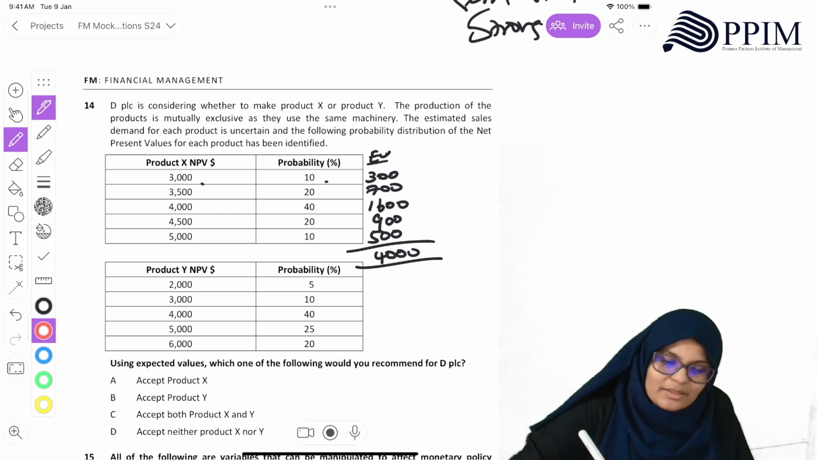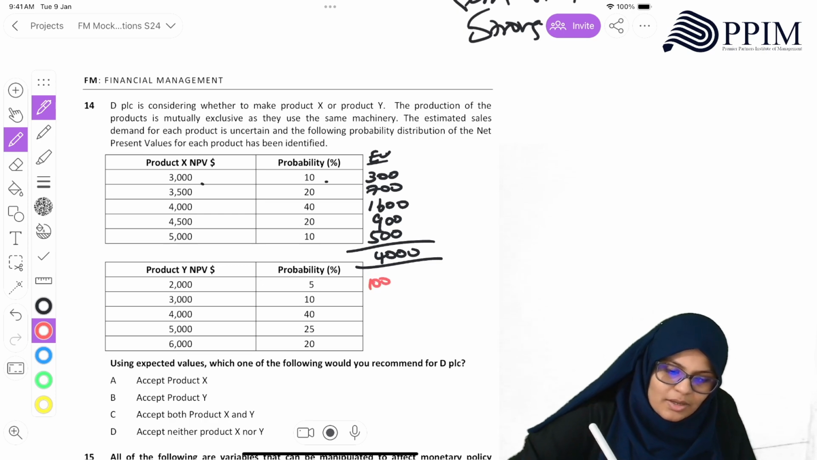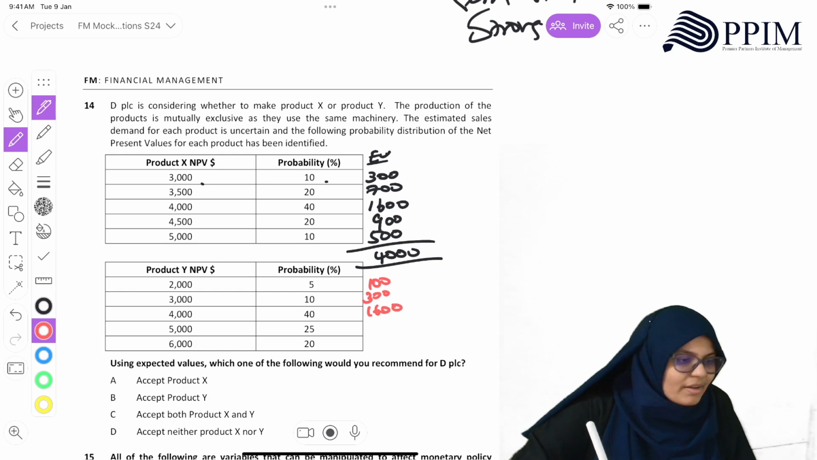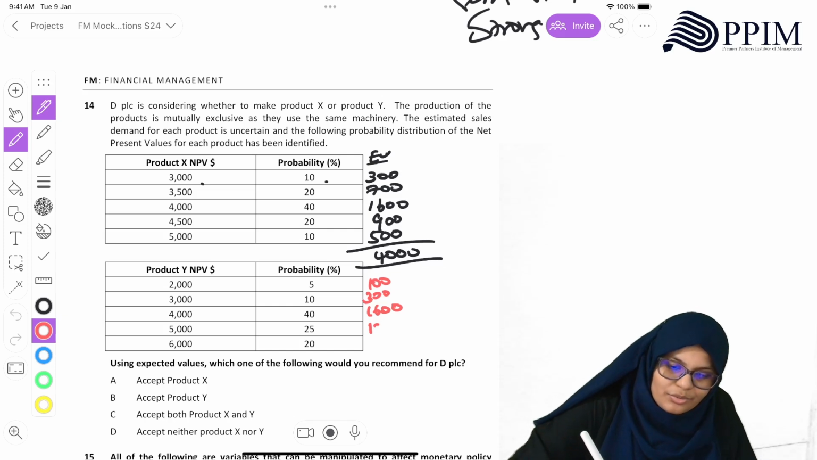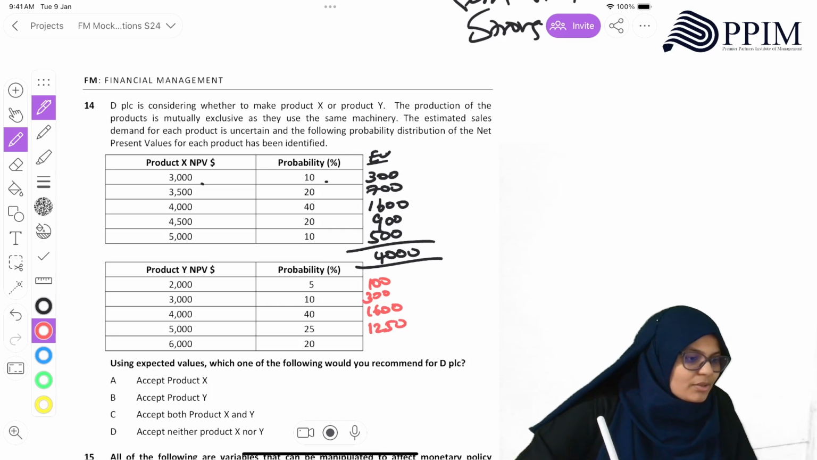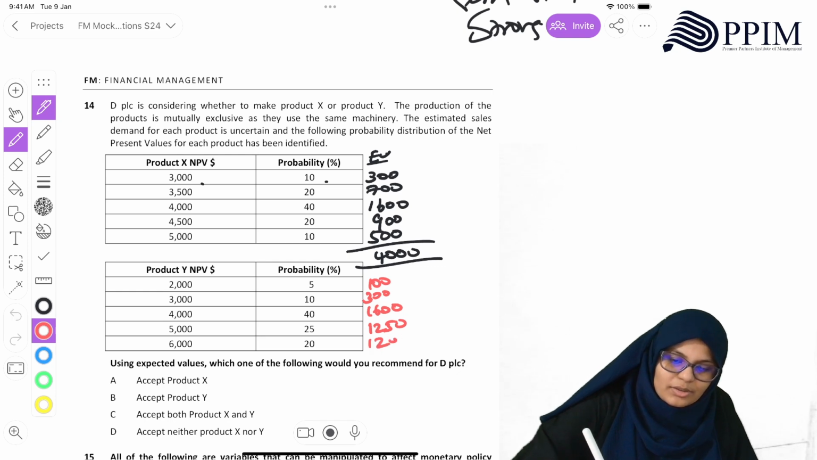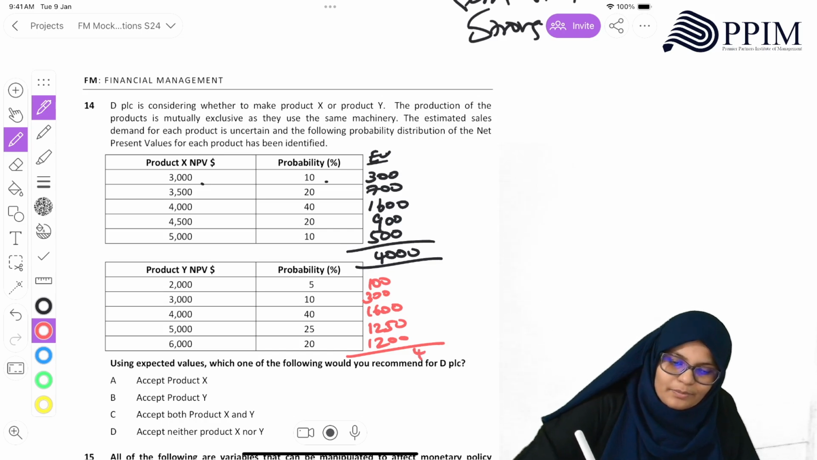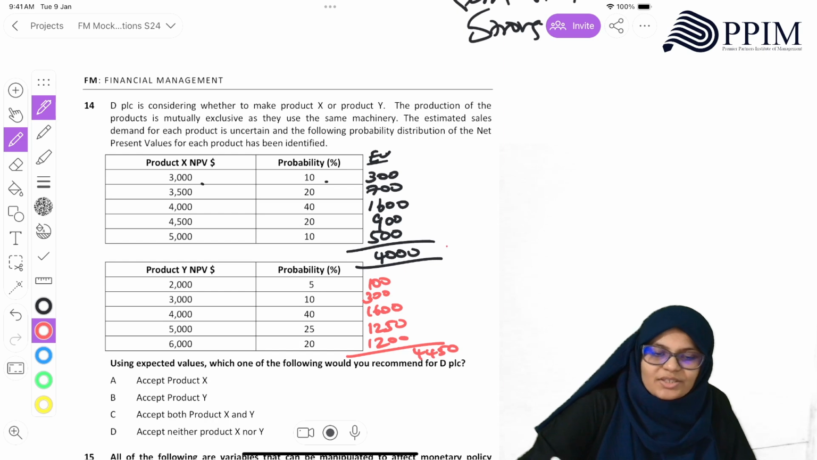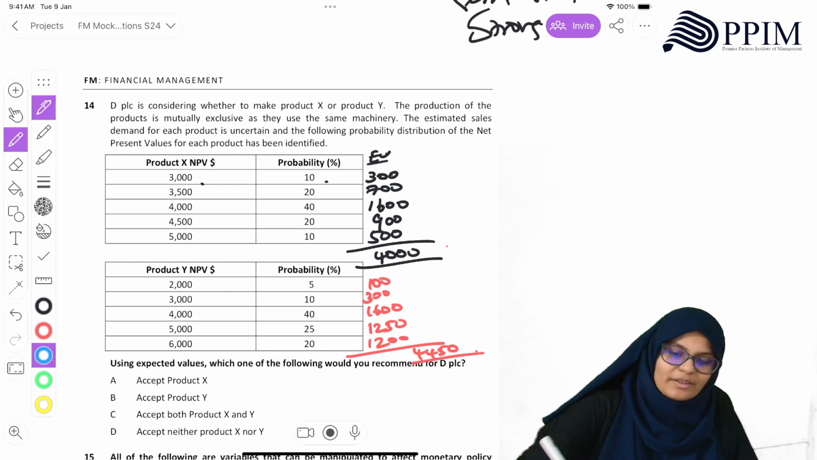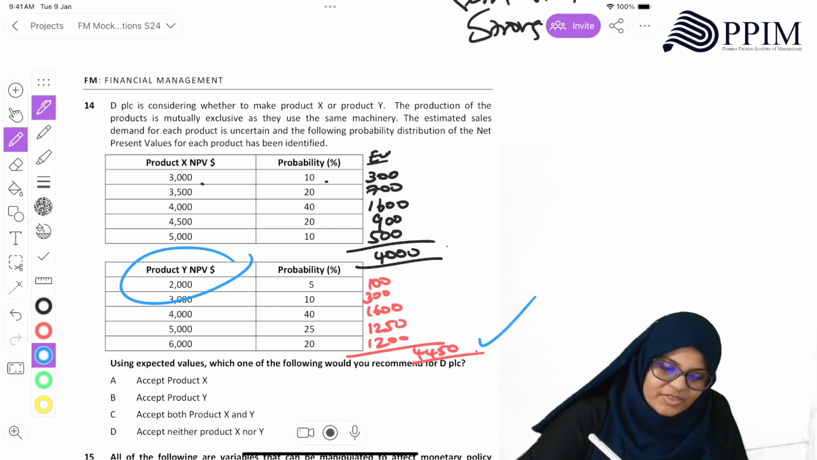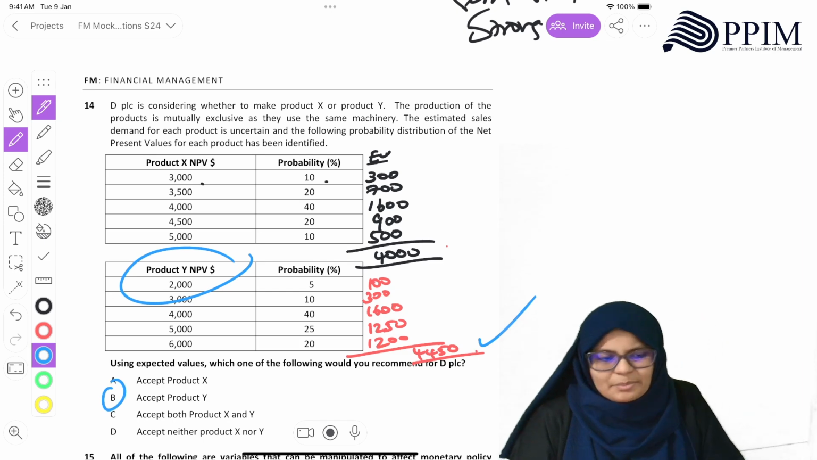2000 into 5% will be 100. 3000 into 10% will be 300. 4000 into 40% will be 1600. 5000 into 25% will be 1250. And 6000 into 20% will be 1200. So you can get a total here which is 4450. Okay, so one is 4000, the other one is 4450. According to expected value, you should go for the higher option. So you will choose product Y, which is B. Simple. Okay.